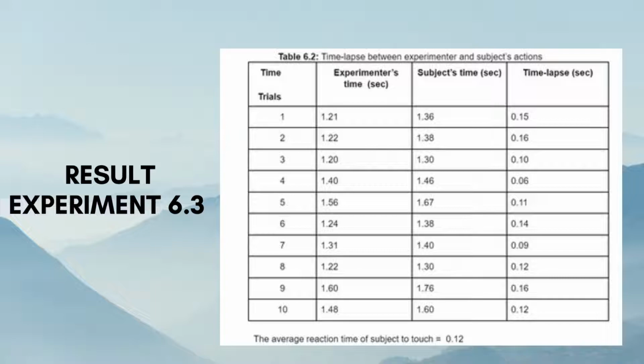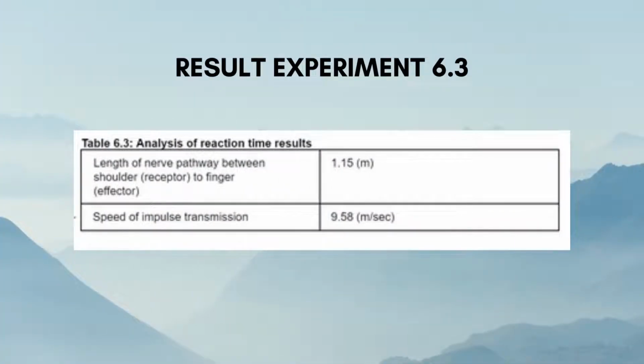From experiment 6.3, we can conclude that the time lapse for each of the trials varies. The lowest time lapse in the experiment is on trial 4, which is 0.06 seconds, and the highest is on trials 2 and 9, which is 0.16 seconds. The average reaction time of the subject to touch is 0.12 seconds. Next, from table 6.3, the length of nerve pathway from shoulder to finger is 1.15 meters and the speed of the impulse transmission is 9.58 meters per second.